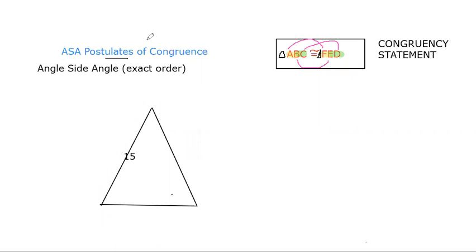And let's say I'm given those measurements. Now let's start and read the triangle. So I'm given an angle. Then the next thing going around the triangle is the measure of a side, then an angle. This is angle, side, angle.